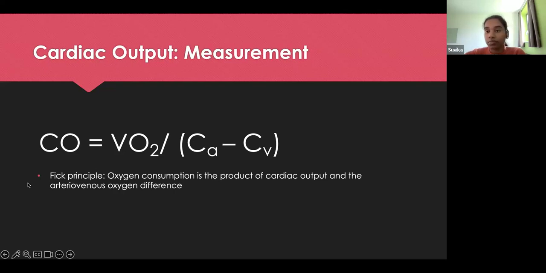So if you get a question where they've given you your cardiac output, or concentrations of oxygen in your arterial end versus the venous end, they might get you to calculate oxygen consumption or cardiac output from that information. So this is where you'd use that equation.